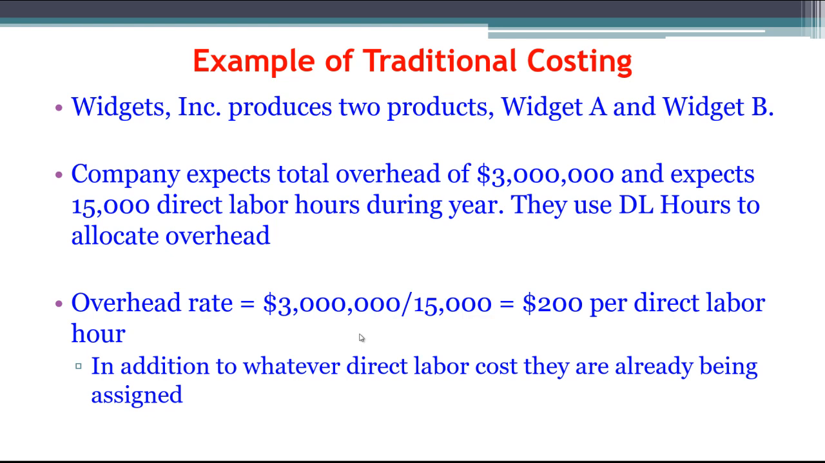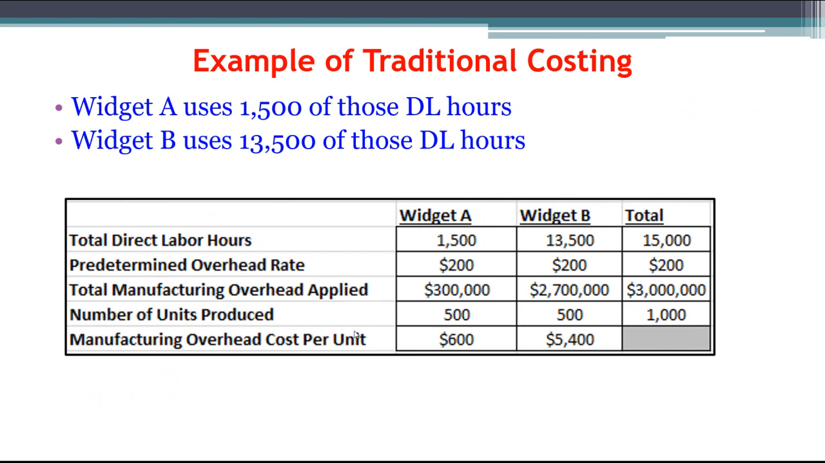This $200 is on top of that. So here, let's say we have widget A that uses 1,500 of those direct labor hours. Widget B uses 13,500 of those direct labor hours. So you can see here that there's quite a bit of difference. Also look on row 4 here, number of units produced. They're both producing the same number of units.